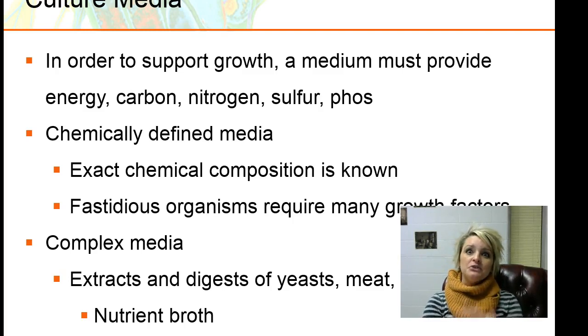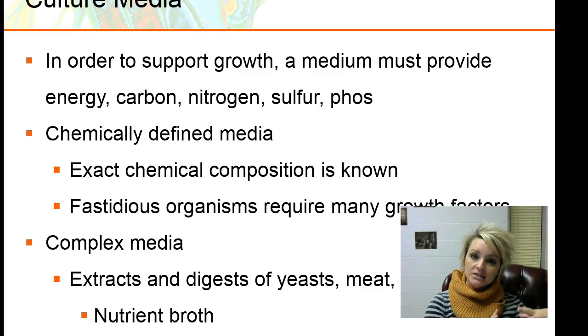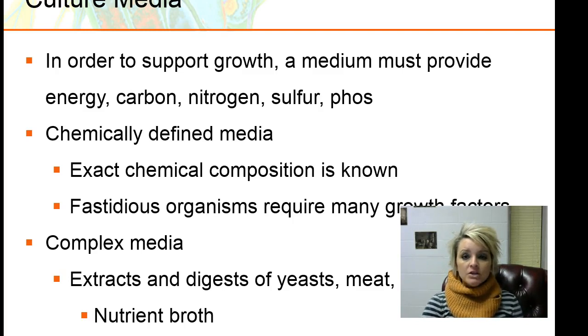But if I'm being honest with you, there are lots of different culture media, and I just want to expose you to these, very similar to what we did with the microscopes. So you won't be seeing this media per se, but it's good that you know what it is. A chemically defined media is a media where we know exactly what goes in it. The reason I need to do that is because some microbes are called fastidious, which means I have to feed them certain things if I want them to grow.